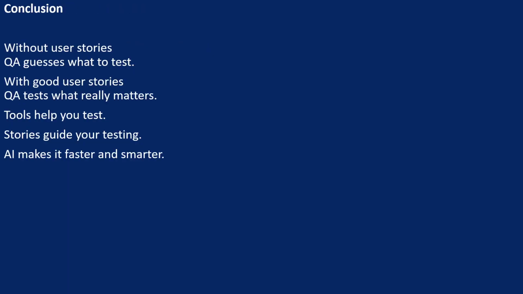Fine. Now the final conclusion is: without user stories, QA guesses what to test. With good user stories, QA tests what really matters. So tools help you test, stories guide your testing, and AI makes it faster and smarter.